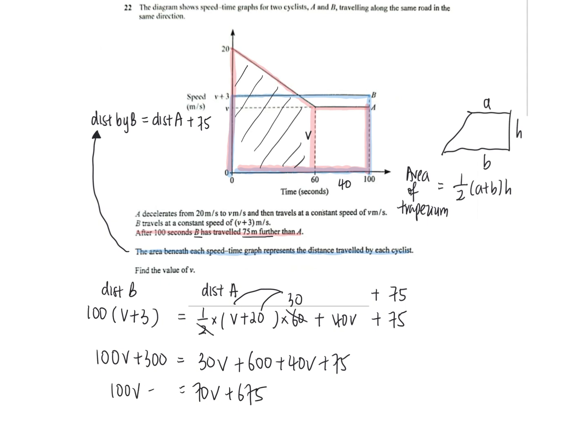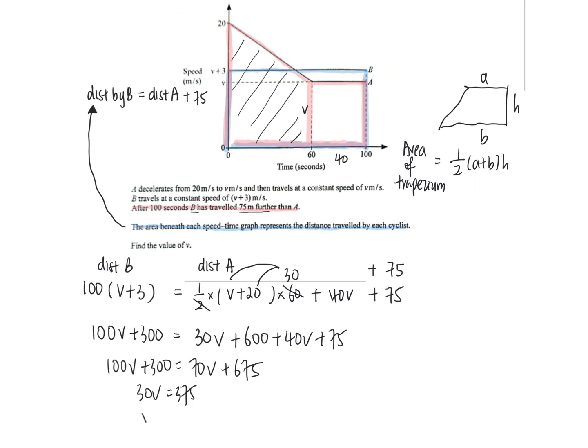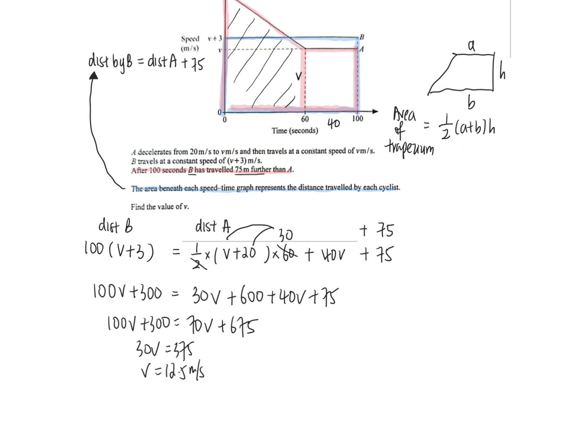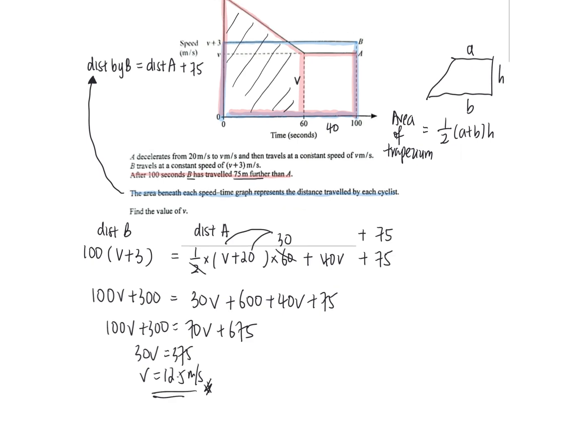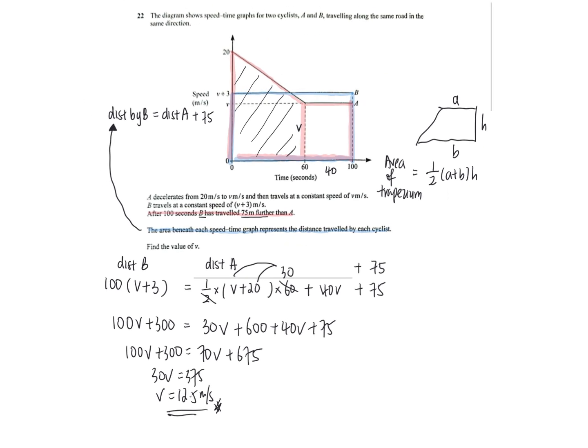You get 30V is 375. So V is just 12.5. What thing 0.4? This one, speechless. Okay? So this one is just like that. Making use of area. The only difficulty they can add in is there's a difference in the distance covered. But the rest are fundamentally the same.